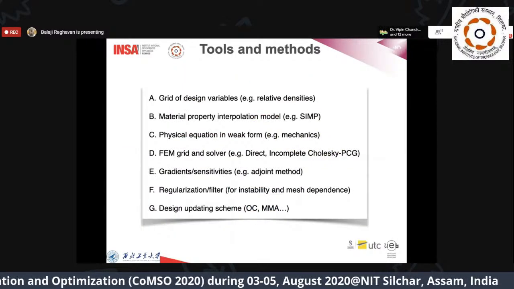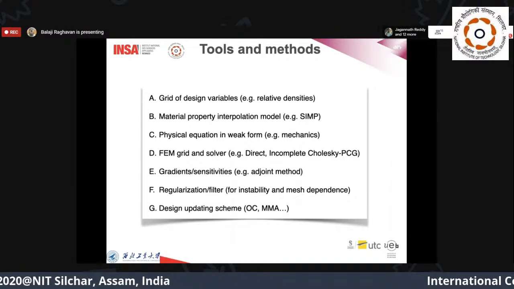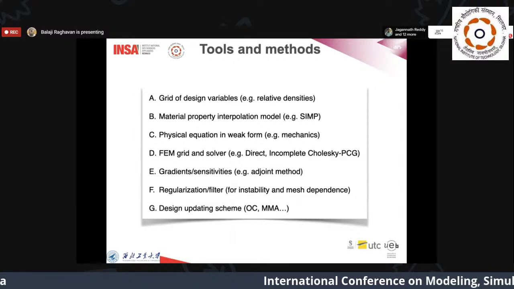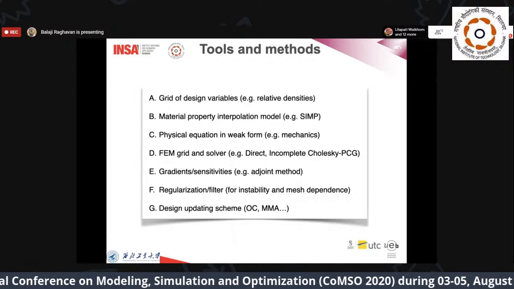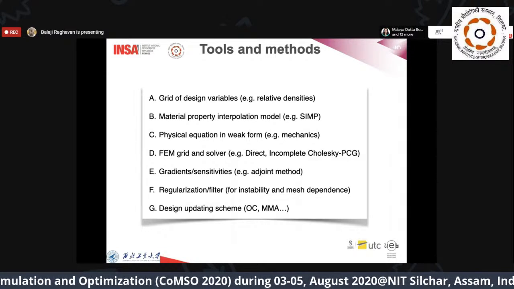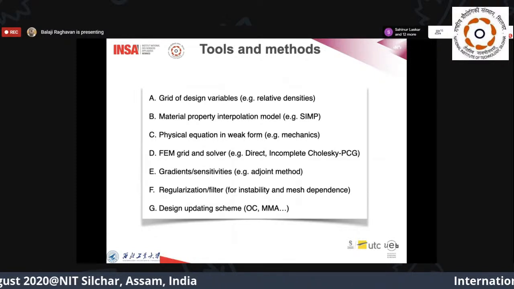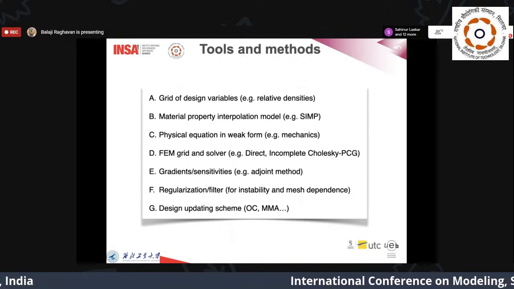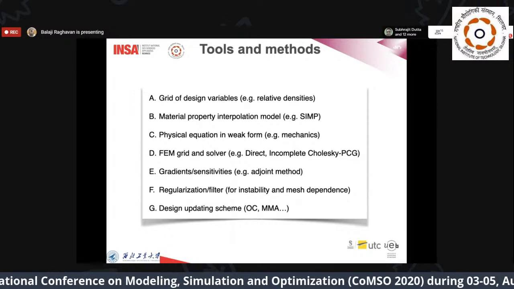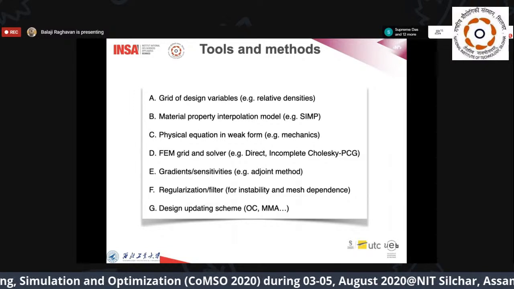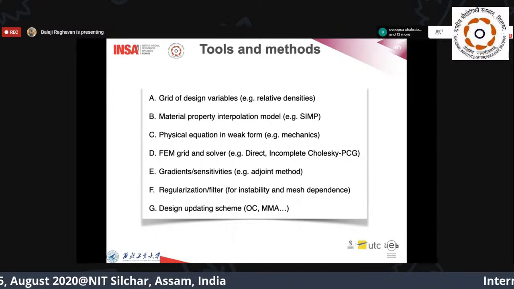So what are the tools and methods? You have to have a grid of design variables, okay? That's generally your finite element mesh, but in general, you could have different grids, okay? I'm assuming that Sugata mentioned that having different grids for the density distribution and for the finite element analysis has certain advantages. You need to have some kind of material property interpolation model, and I'd say that the simplest is still the best, SIMP. We'll see that soon. We need to have the physical equation in weak form, eventually discretized. So you need to have a finite element grid and a solver, which is where all the fun lies.